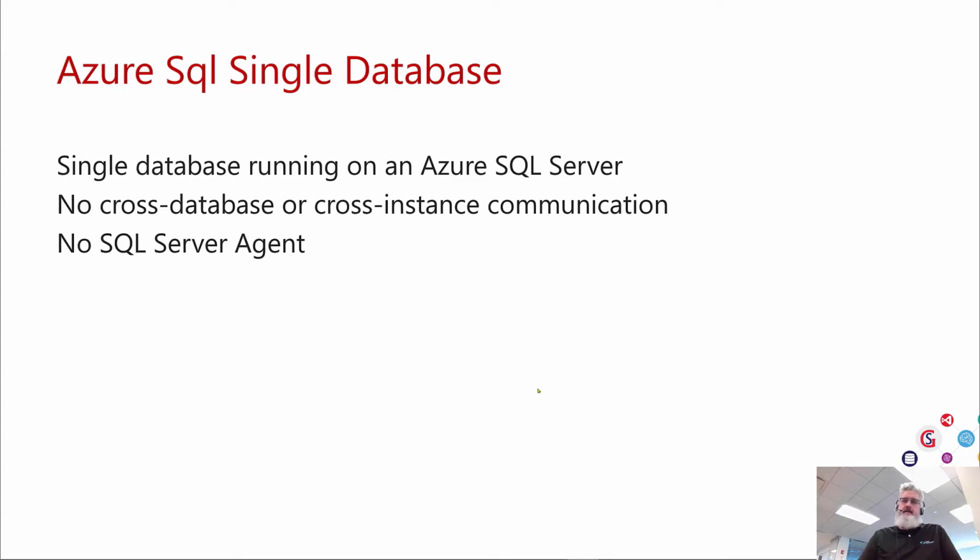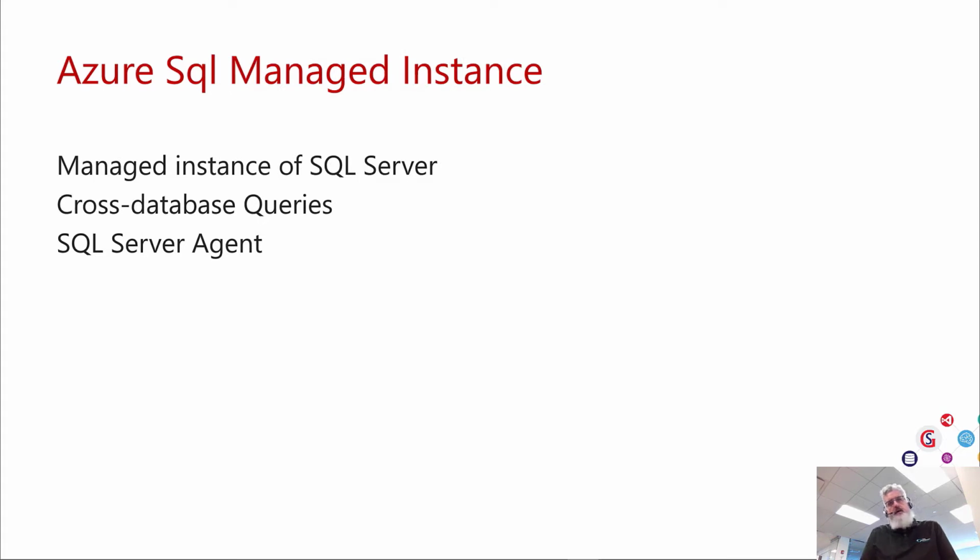The second PaaS offering you've got is called Managed Instance, and this is a managed instance of SQL Server. So it is an instance as you are used to running SQL Server. You have the ability to do those cross-database queries. You cannot join between managed instances, but you can use those 3-part names for cross-database queries. And this does have a SQL Server agent. So you can move those jobs up to Azure.